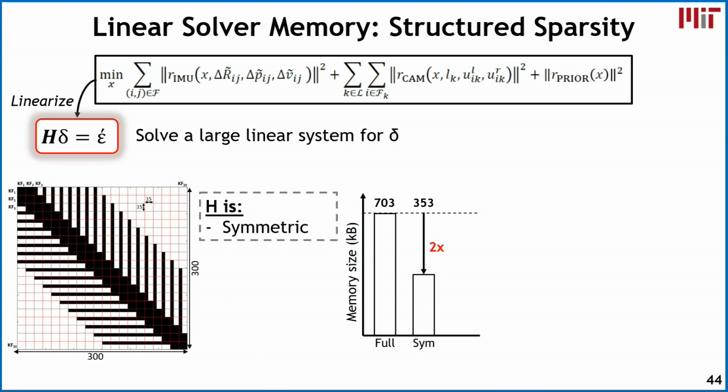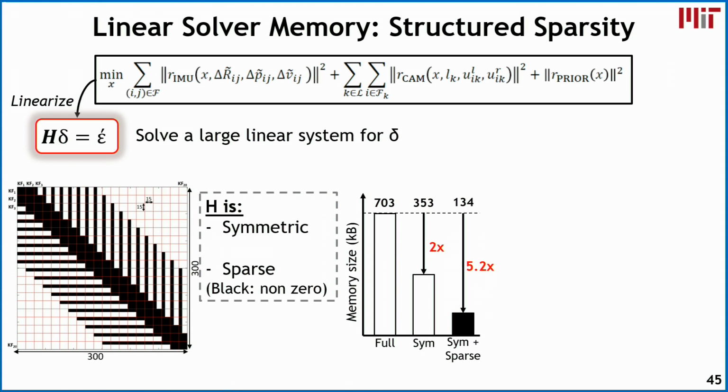There are some important properties that we can leverage here. This Hessian matrix is symmetric, so that cuts the memory requirements down by half. And then furthermore, as you'll notice, it's also quite sparse. The black blocks here show the non-zero values, so we can see that the majority of the values within the Hessian matrix are 0. Again, we can exploit that for further savings in terms of storage costs.